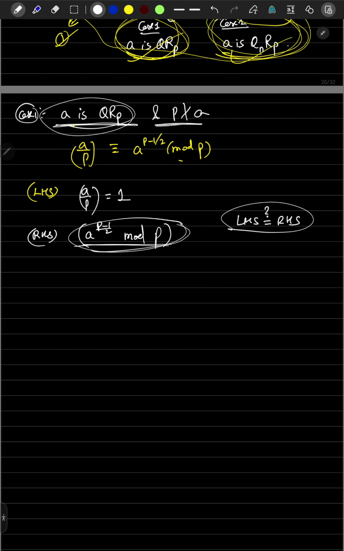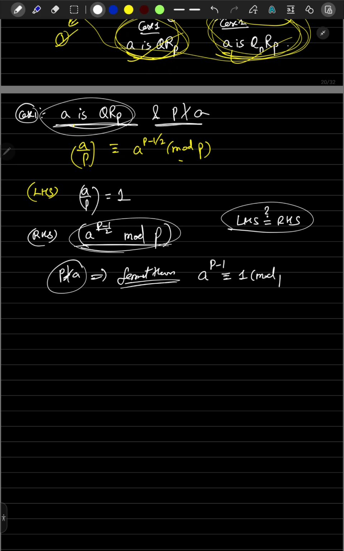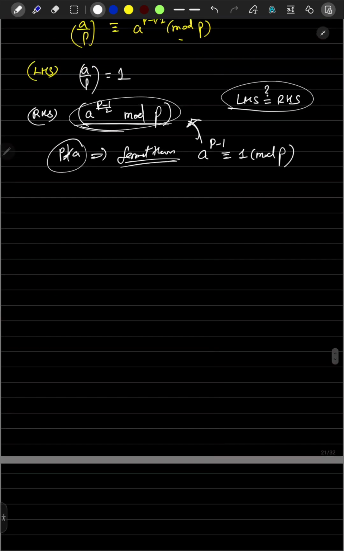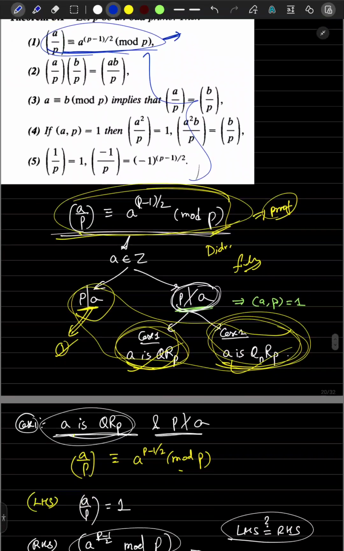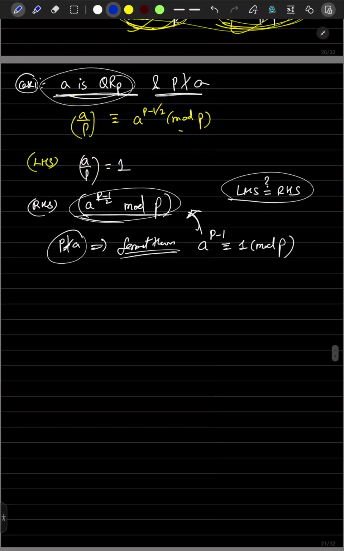So how to prove this one? First, since P doesn't divide A, whenever P is a prime and A is some number that P doesn't divide, we can use Fermat's theorem. What is Fermat's theorem? A^(P-1) is congruent to 1 mod P. This is Fermat's theorem in your mind. Just think whether you will be able to apply it here. A thinking approach should be there.